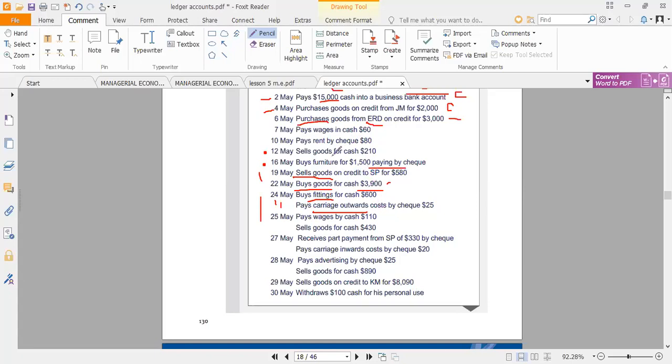Okay. So if you pay wages for cash 60, cash is giving out, and the wages account is receiving the service for the wages. So here, pays carriage outwards. What transactions are we having here? The pay carriage outwards cost by check. So we are going to have.